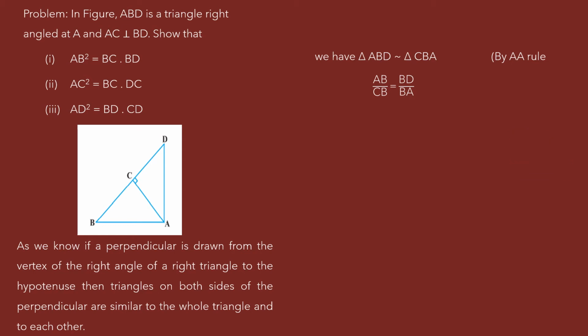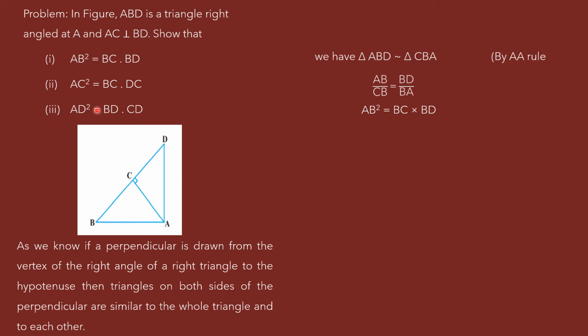Now, with the help of this, we can write that the corresponding sides are proportional. AB by CB is equal to BD by BA. The other ratio is there, but I am not using it because I need the two terms which include AB. That's why AB into BA is AB square. AB square is BC into BD, which is nothing but our 1.